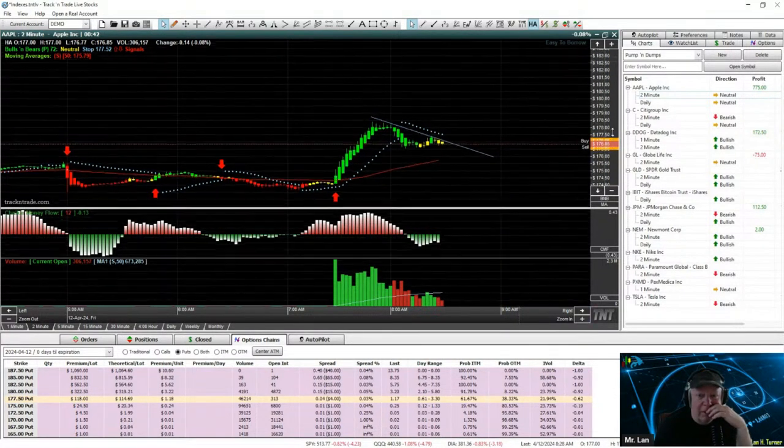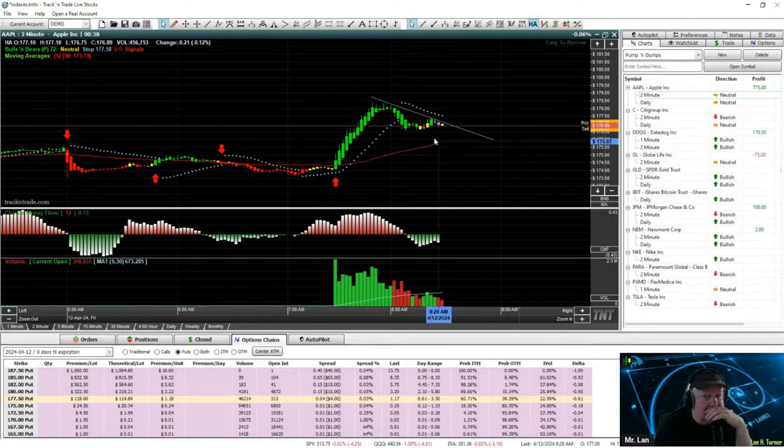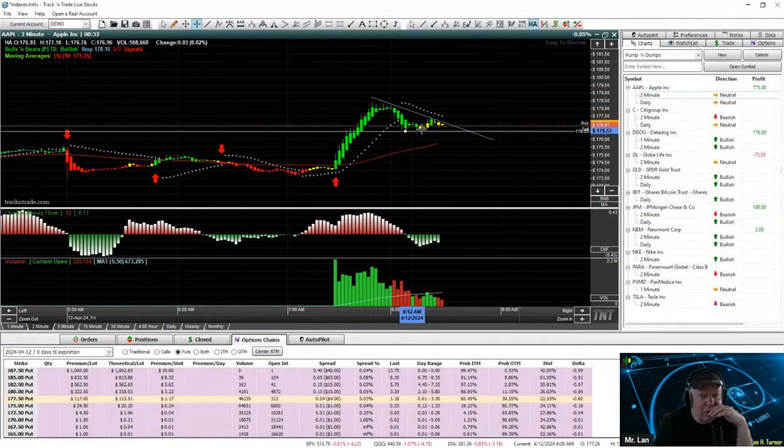What are you going to do with Apple then? Going to wait for it to break those blue lines. If it holds that low and it goes green after that yellow bar, and holds above this low, you could take that as a long in anticipation that it's going to break the blue lines and give us the next leg up.